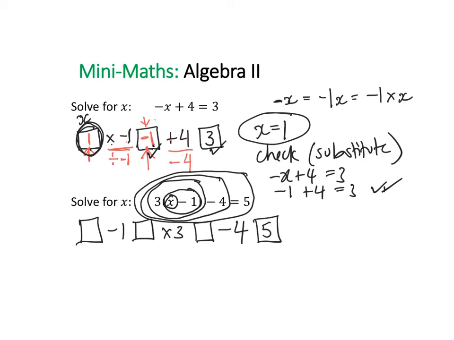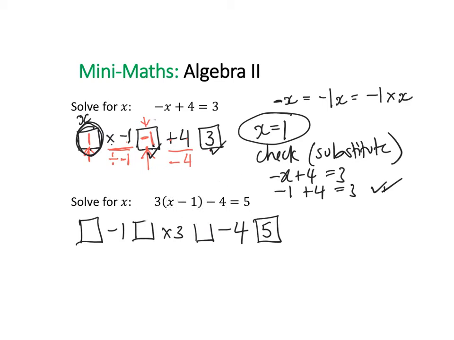So can you see that the box diagram really just tells you, if you were substituting in a number for x, what steps would you do? The first thing you would do is you would subtract 1, then you'd multiply that by 3, then you'd subtract 4 from that, and at the end of that process you're getting 5. Okay, so there's our box diagram for this equation.